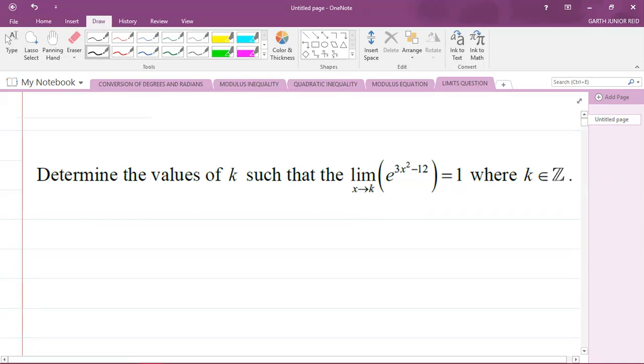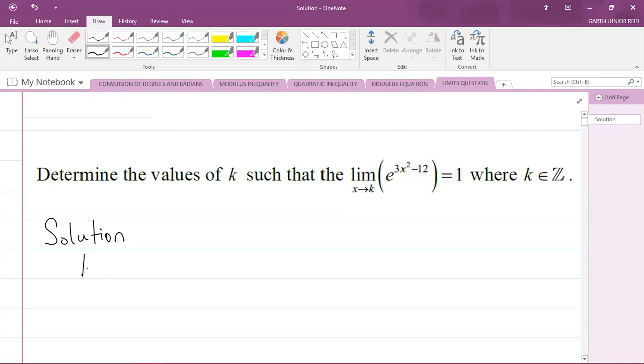Here the question says you are to determine the values of k such that the limit of e to the 3x squared minus 12 as x approaches k is equal to 1, where k is a member of a set of integers. So let us do our solution here. They told us that the limit is equal to 1.